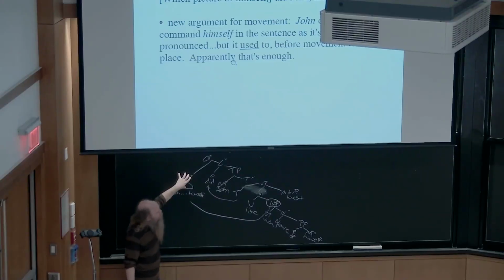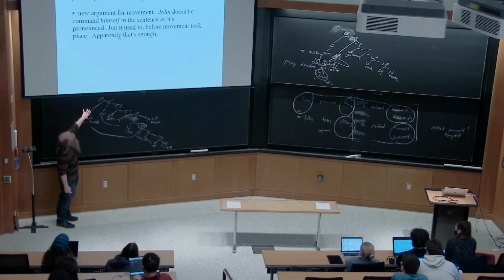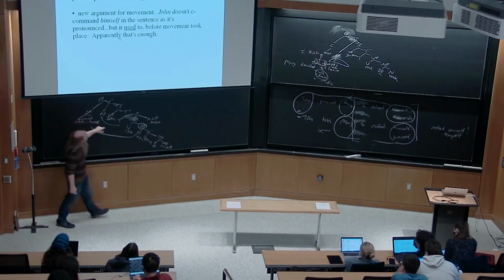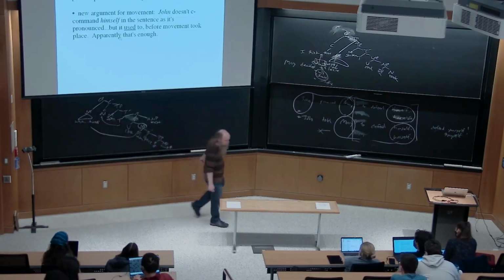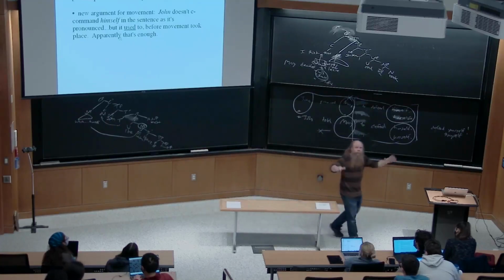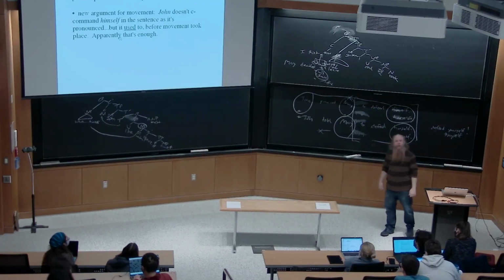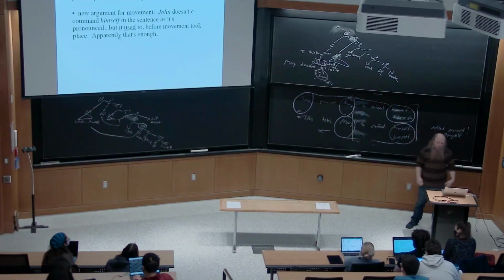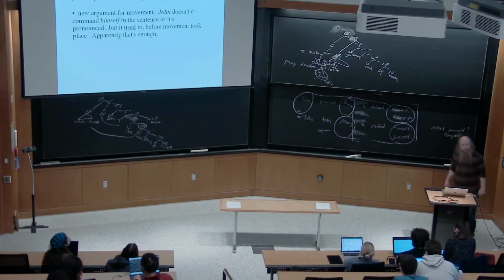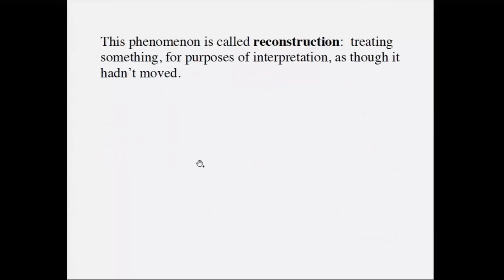Apparently, the fact that himself used to be down here in a position that John could C-command is good enough. It's a phenomenon called reconstruction. It's as though when you are evaluating things for binding theory, you get to rewind the tape a little bit and think, oh yeah, this used to be over here, that's good enough. Various ways to talk about that, but that's one. Okay? So file that fact. This phenomenon is called reconstruction. You treat something which has moved as though it hadn't.